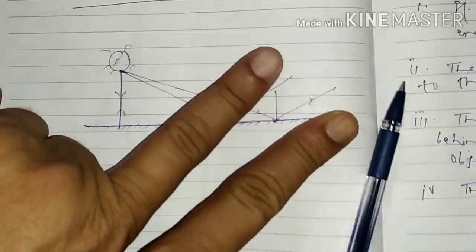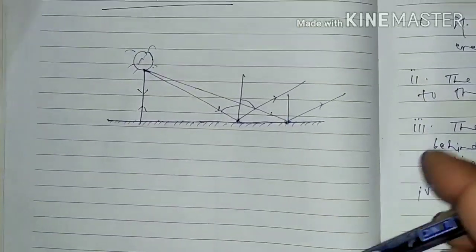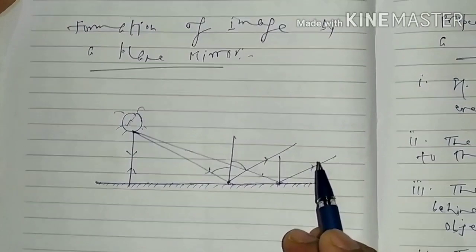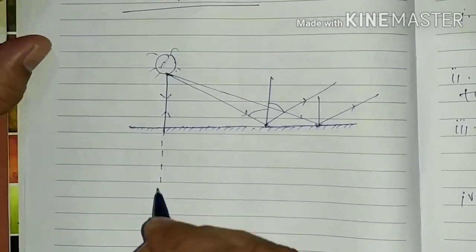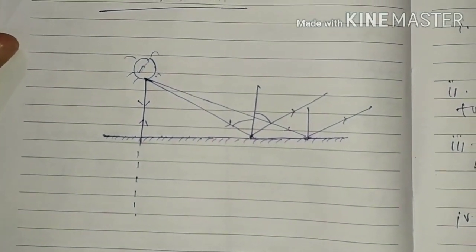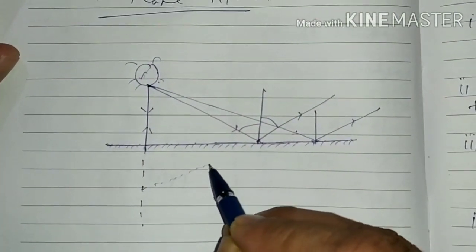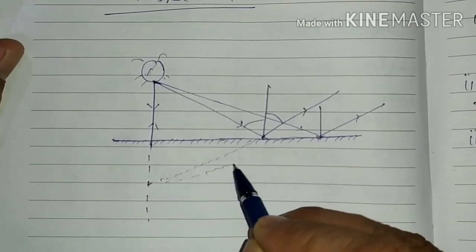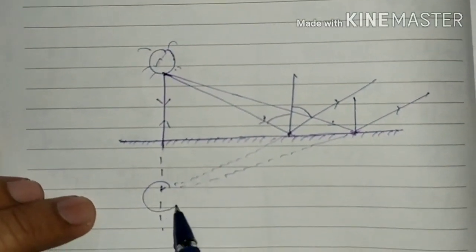Now what we see is that these two rays diverge, that is, the distance between them increases, and these two rays will never meet. So in such situations, we trace these rays in the back direction. This dotted line represents the virtual representation of the rays of light. When these rays of light are extended backward, we represent them with a dotted line. So here a virtual image forms. This is the virtual image.